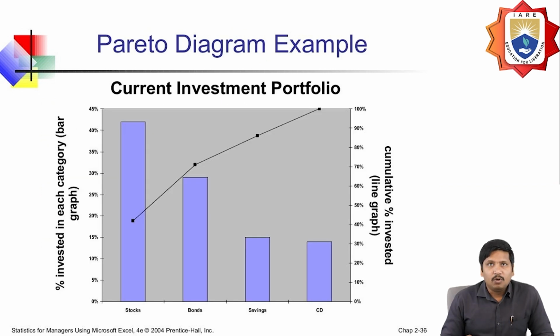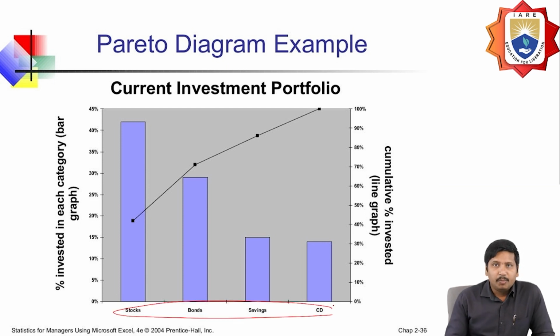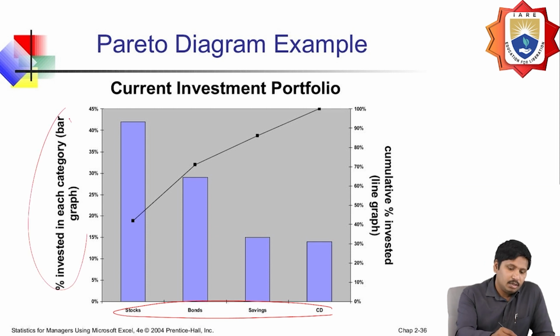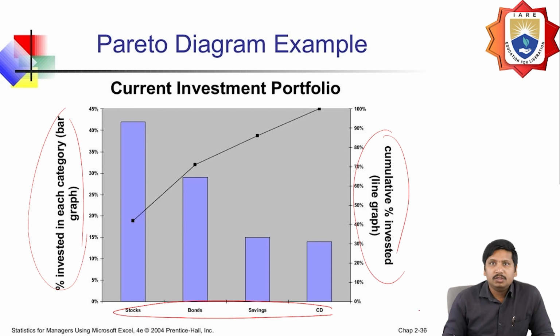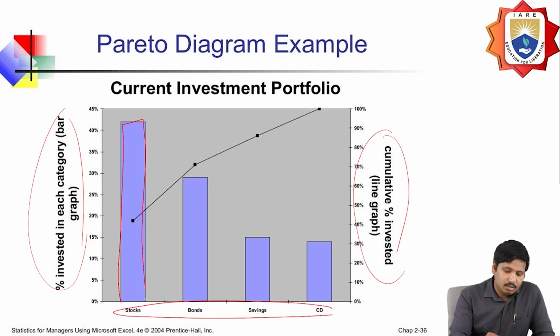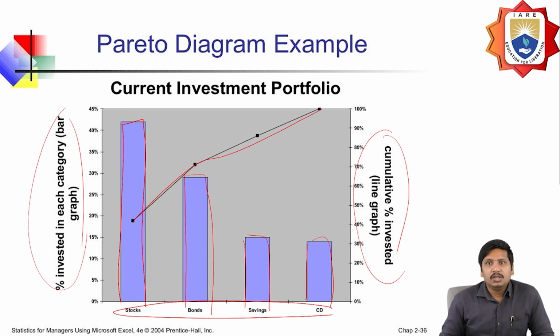So this is an example of a Pareto diagram. The variables are taken on the x-axis and the percentage invested is considered on both axes. That means we have to construct the bar diagram, and we have to construct the line diagram. The combination of bar and line is how you construct the Pareto.